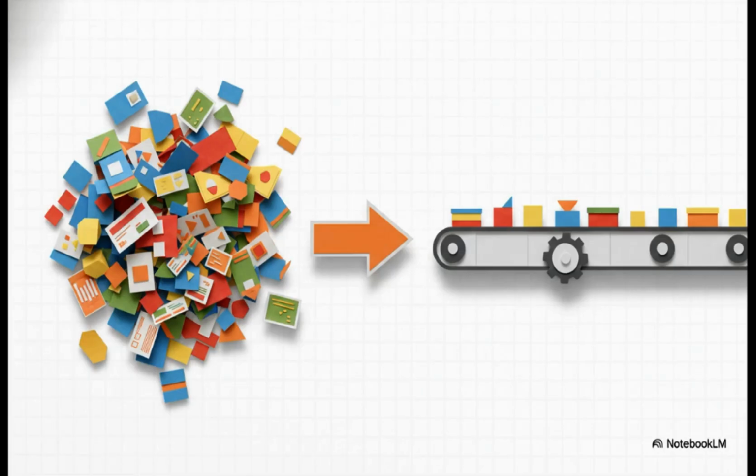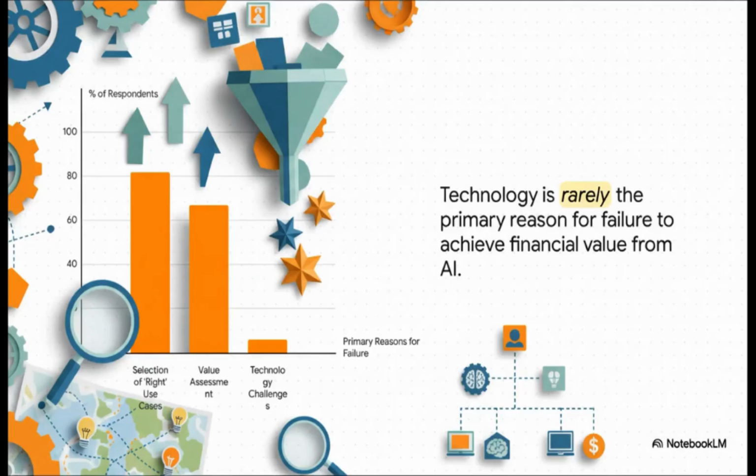See, it's not a technology problem. The models are amazing, the tech stacks are powerful. No, it's a pipeline problem. What I mean is, there's no disciplined, repeatable process for finding, vetting, and prioritizing the right things to work on in the first place.